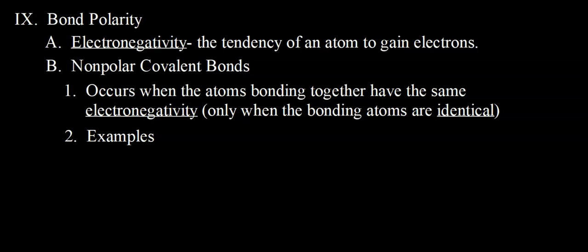So let's start with non-polar covalent bonds. Non-polar covalent bonds occur when the atoms bonding together have the same or very similar electronegativities. So this usually happens when the bonding atoms are identical. For example, fluorine and fluorine. You have 2 fluorine atoms bonded together.